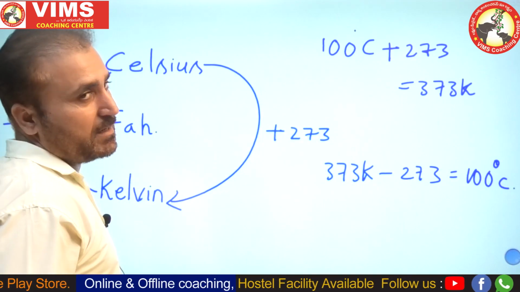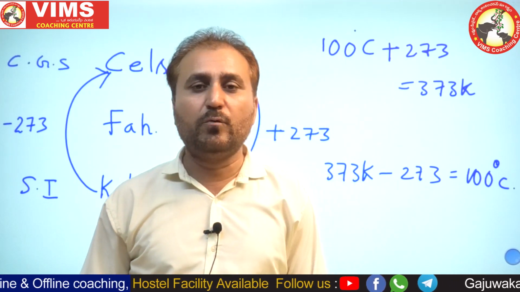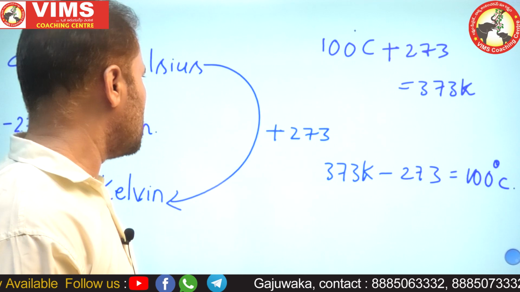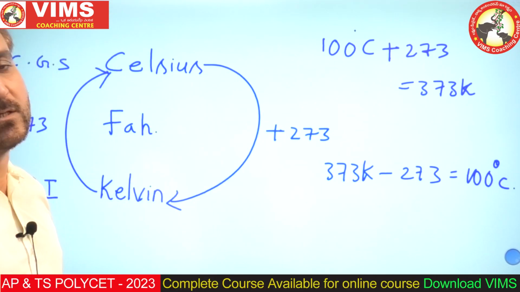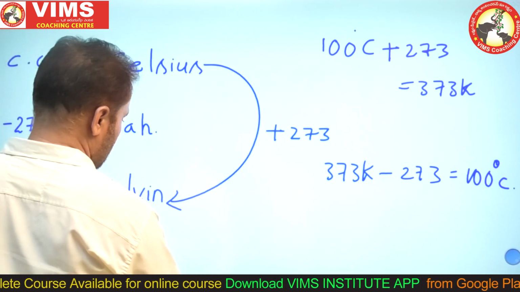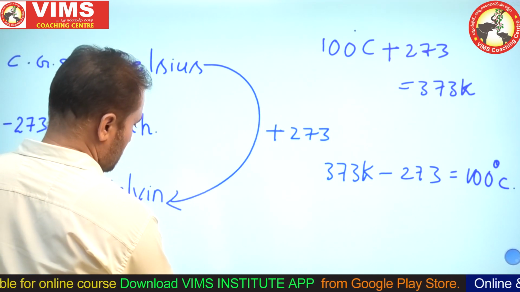I hope the things are very clear. From Celsius to Kelvin, how do we convert? And from Kelvin to Celsius, how do we convert? So we also have temperature in one more scale. What is that scale? Fahrenheit scale. So let us see that relation also.